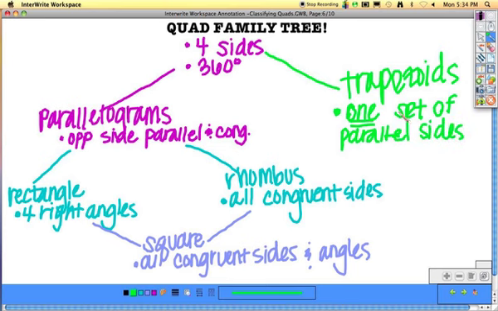They don't even have to be congruent, they just have to be parallel, and it doesn't have to be all of them, it just has to be one set. So that's why trapezoids don't fall underneath this side of our family tree. They're in their own lonely family tree over here.